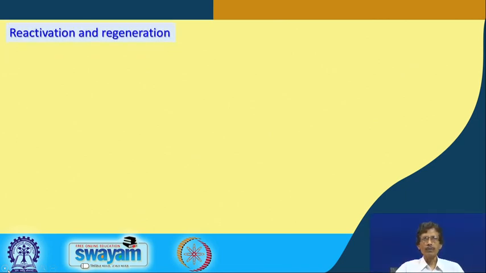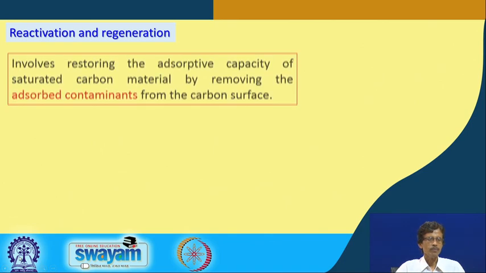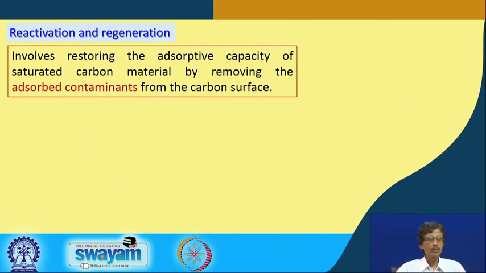Then we see that once your activated carbon is clogged with those materials, that means all the pores have been clogged with that particular removal process. Now, we want to get that material back, that means how to reactivate or regenerate that particular activated carbon. The process involves restoring the adsorptive capacity. So, we want to restore the adsorptive capacity of the saturated carbon material by removing the already absorbed contaminants.